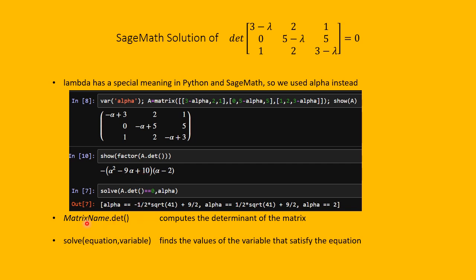We find the determinant, as we noticed up here, by using the name of the matrix dot det and parentheses. We can solve an equation in Sage Math by saying solve and then the equation, which in this case is this determinant equals 0, and we're solving it for the variable alpha.